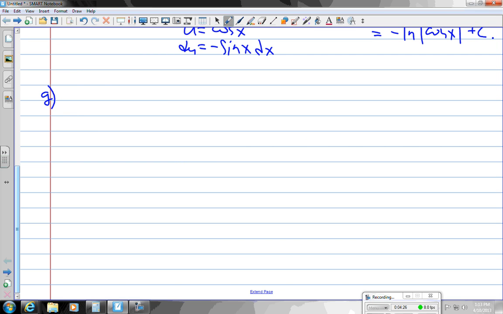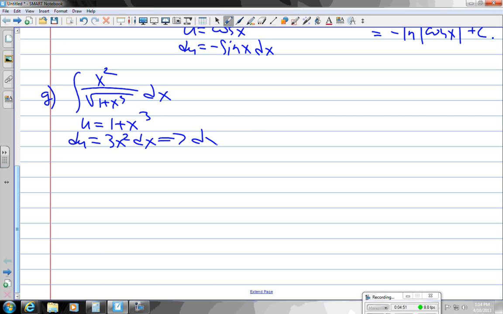G, that's a straight up substitution. You have a cubic and a quadratic. So we're going to let u equal 1 plus x cubed. So then du is 3x squared dx. Right? Solve for dx: du over 3x squared.